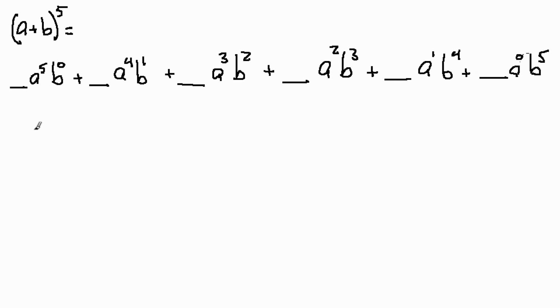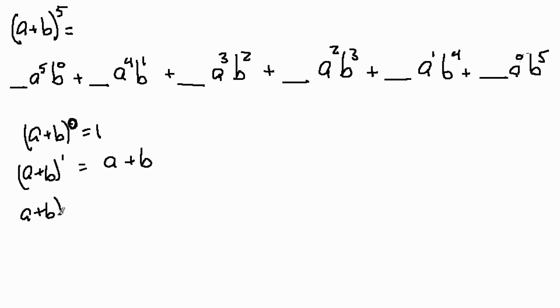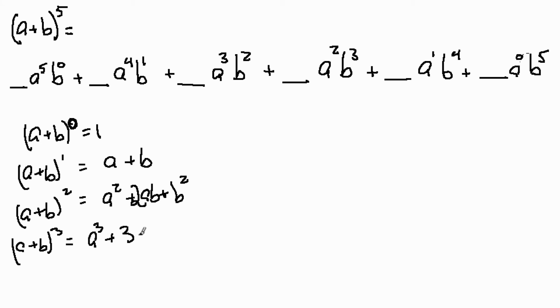Okay, let's look at something else. A plus b to the 0 is just equal to 1. Anything raised to the 0 power is 1. And we know that a plus b to the first is equal to a plus b. And we know that a plus b squared is equal to a squared plus 2ab plus b squared. And we know that a plus b to the third, we just figured that out on the last slide, was equal to a cubed plus 3a squared b plus 3ab squared plus b to the third.